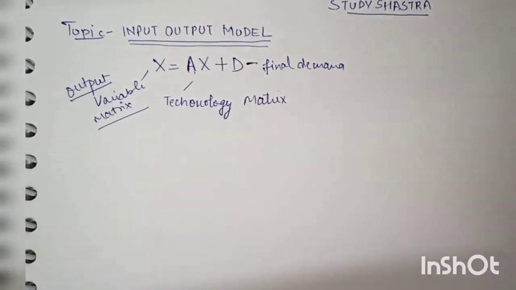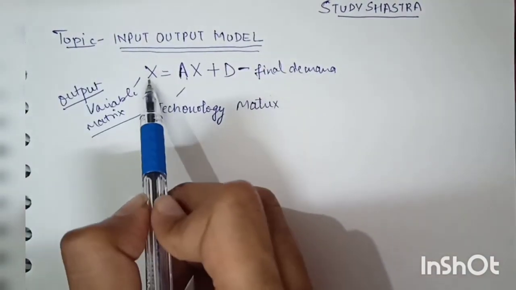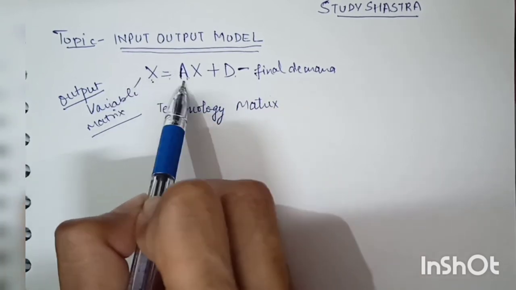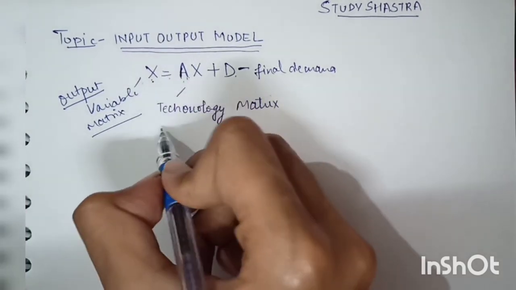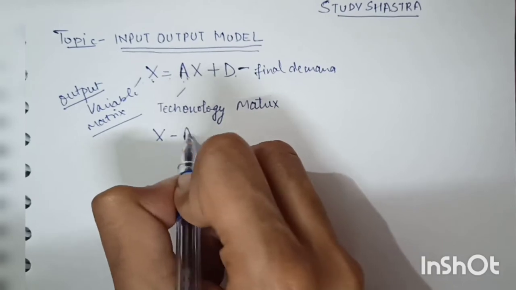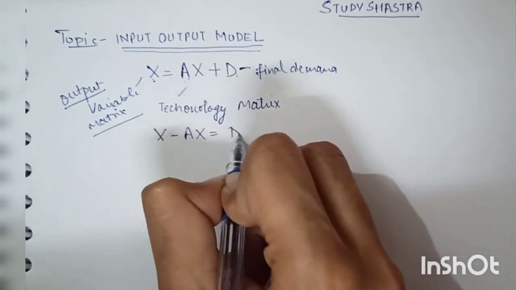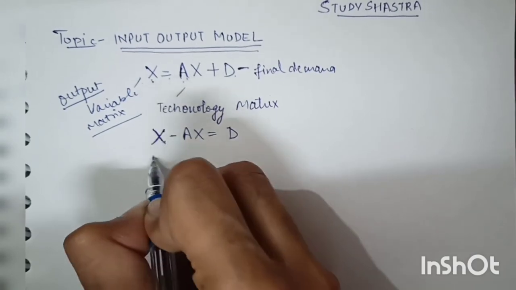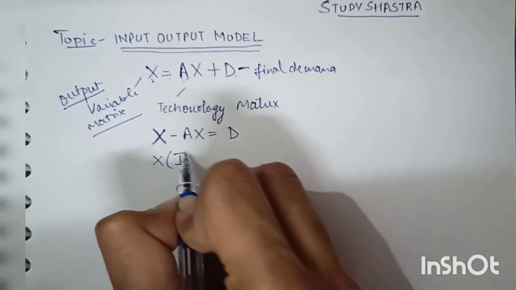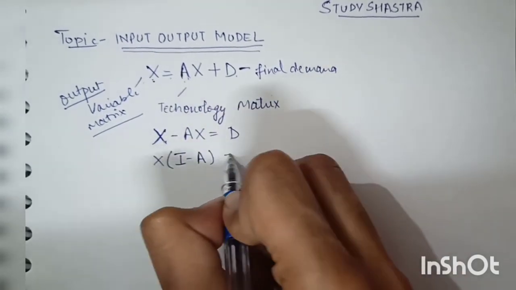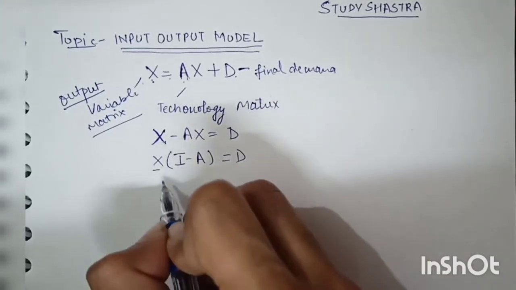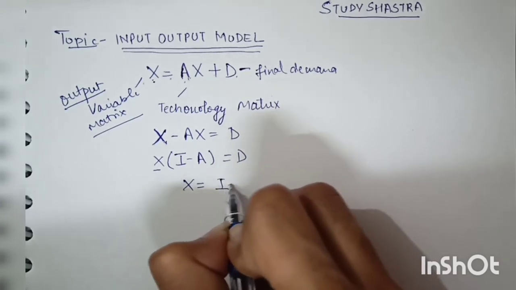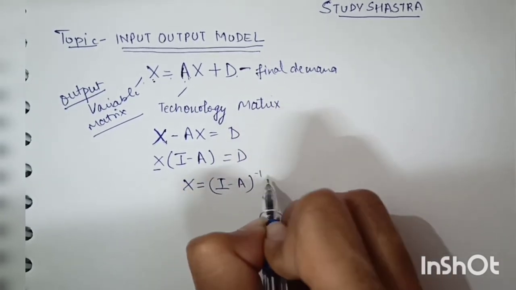Students, before starting the example, we also have to know that X equals AX plus T is our equation in the input-output model. So X minus AX equals our final demand D, and when we take the X matrix as common, we get (I minus A) X equals D, and for finding our output matrix we have to use (I minus A) inverse into D.